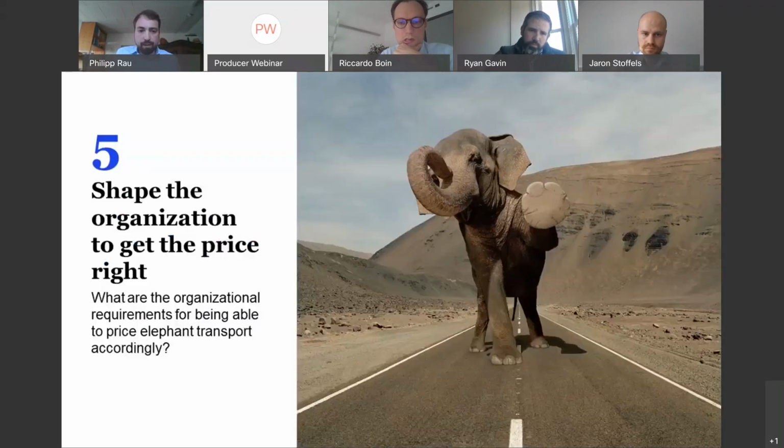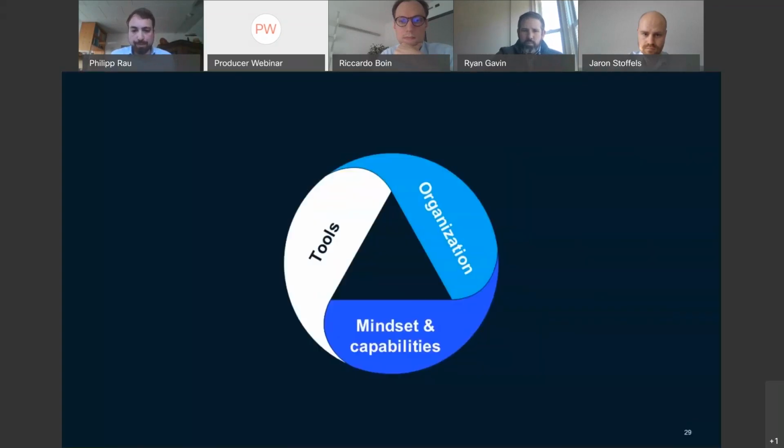That takes us to step five. How do we actually shape the organization to get the price right? What are the requirements that we need to have in place to be able to price accordingly? And essentially, those are three things: tools, organization, and mindset and capabilities.